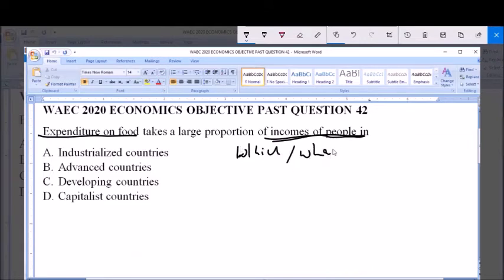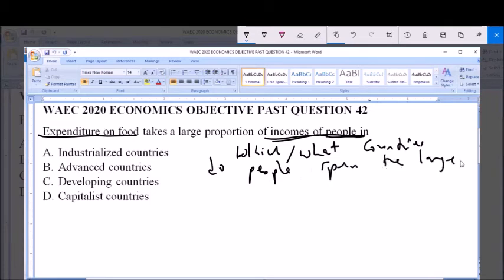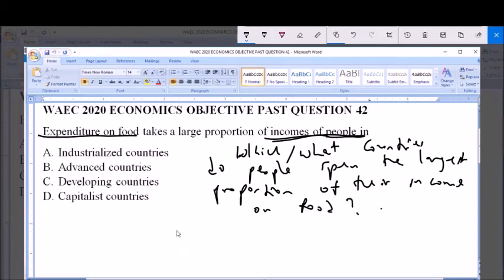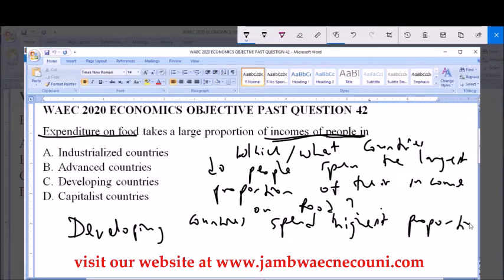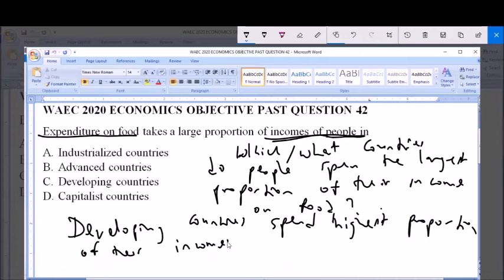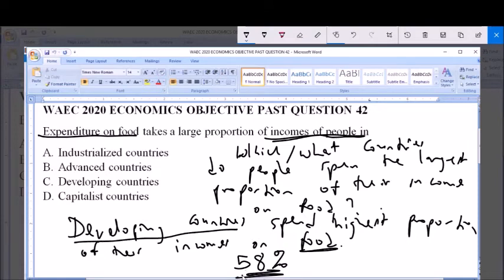which countries do people spend the largest proportion of their income on food? So, amongst these options, developing countries spend the highest proportion of their incomes on food. In fact, from recent statistics, there are countries, developing countries specifically, that spend up to 58% of their incomes on food. So as we have established, the correct answer is C, developing countries.